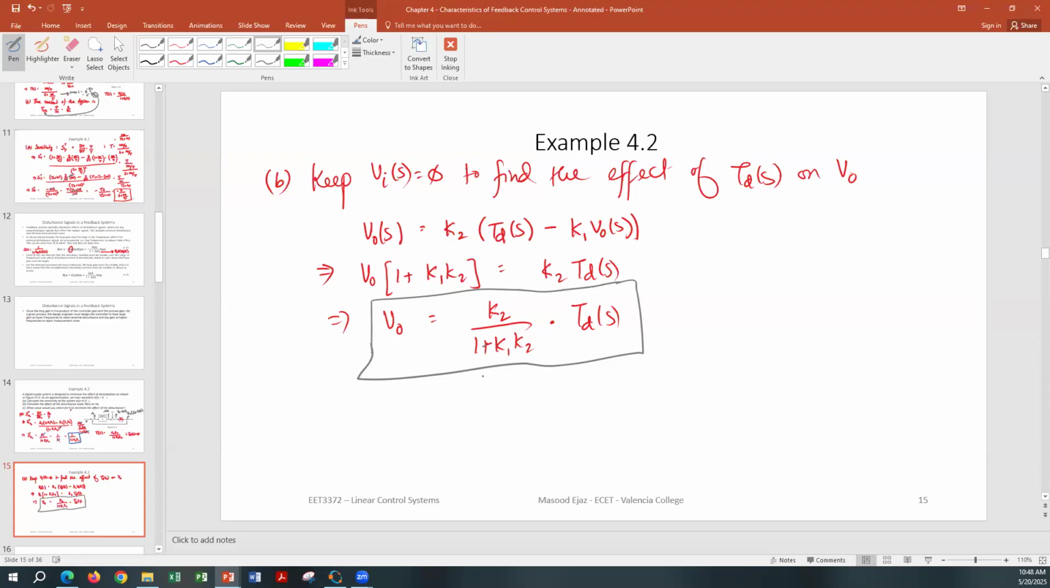K2 is the process gain, K1 is the controller gain. So if your process gain is kept constant, K2 is not changing, let's say, then of course K1 has to be quite large in order to reduce the output value because of the disturbance.